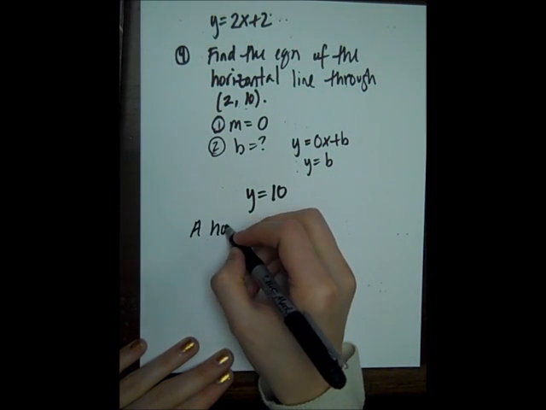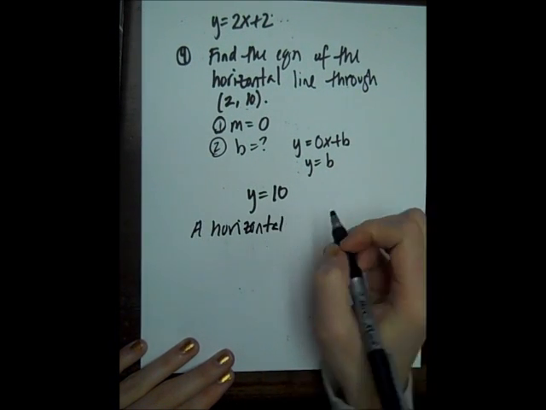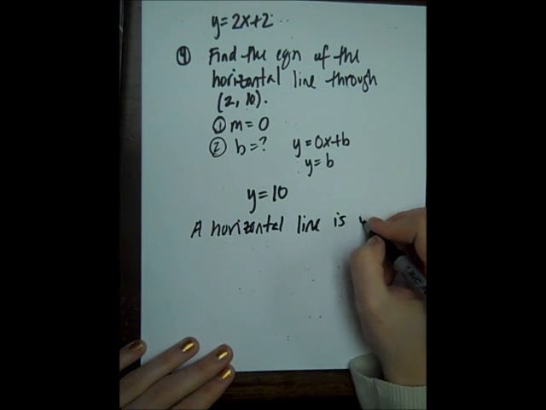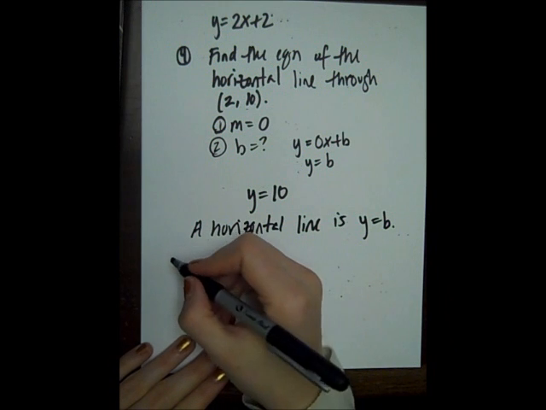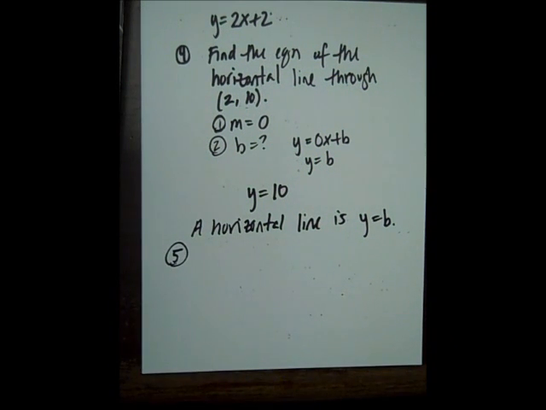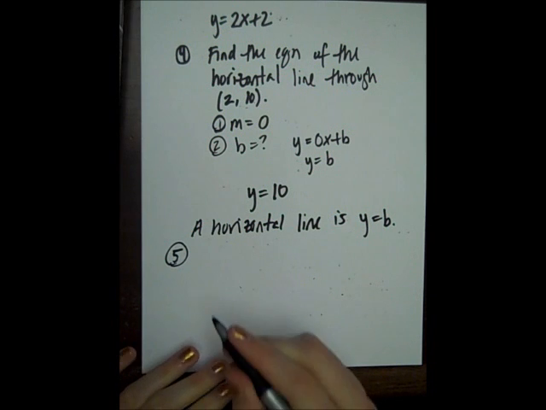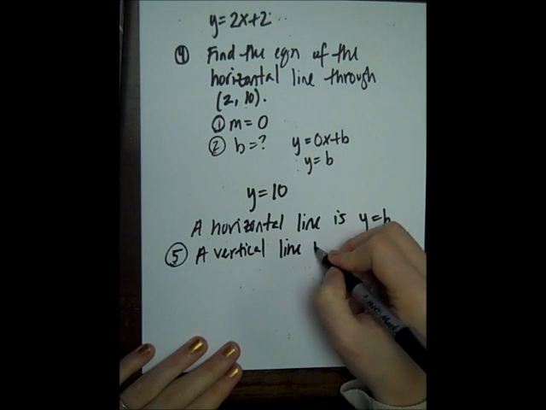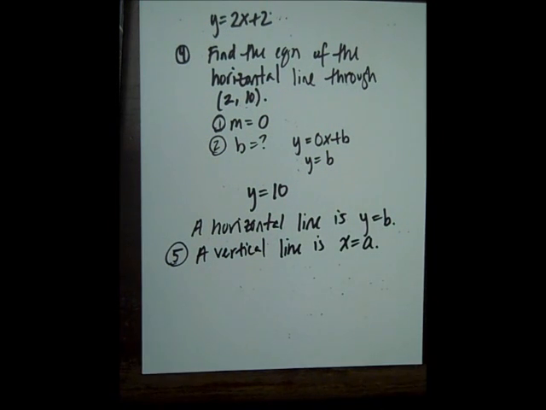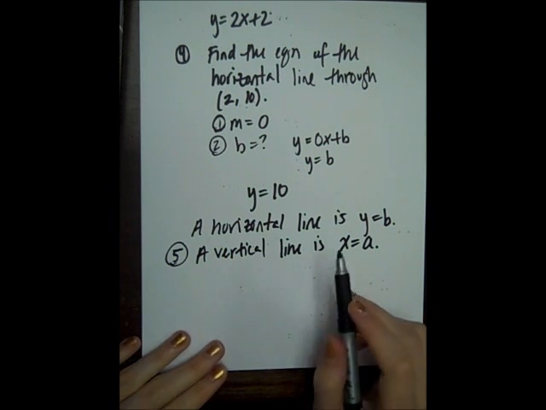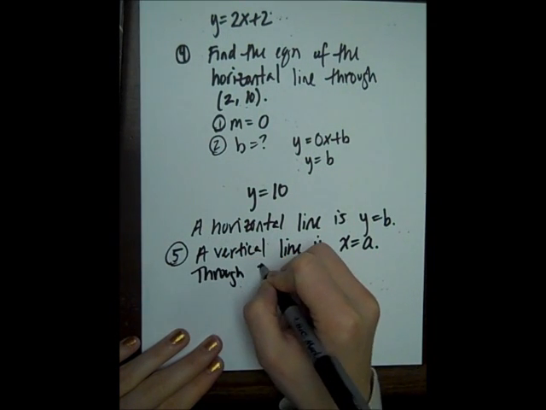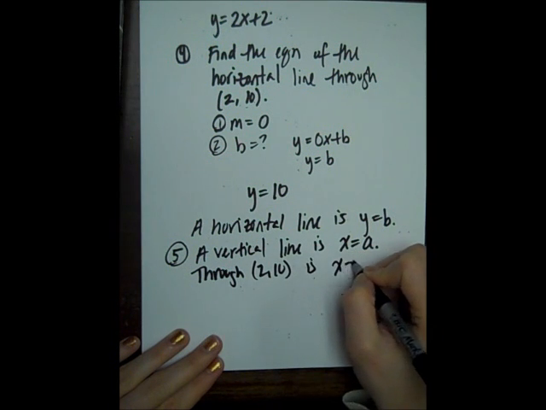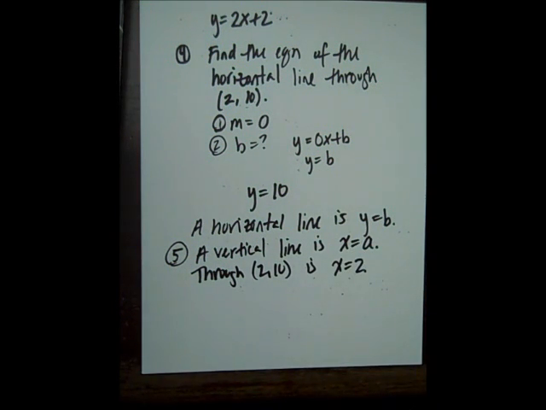Any time you're given a horizontal line, it's always of the form y = b. Now let's talk about vertical lines. We discussed what a vertical line looked like and that its slope was undefined. A vertical line is always of the form x = a. So a vertical line through the point (2, 10) is just x = 2. This is the only time it's not y = mx + b, is a vertical line, and that's just x equals a number. So those are how you find the equation of a line.